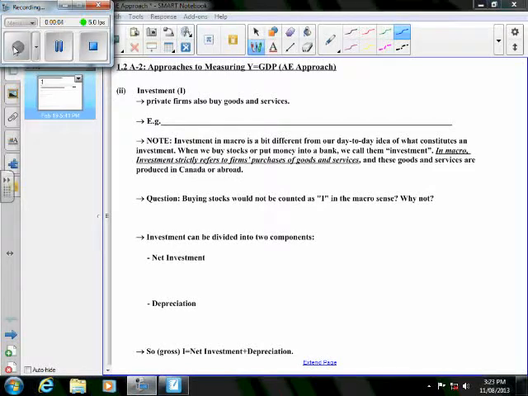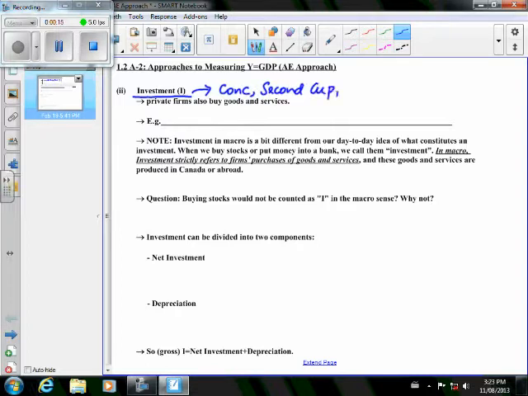The second group of buyers are the firms, or investment expenditure. What kind of firms? For example, we can think of Concordia, Second Cup, or any other Canadian firm you can think of. Private firms need to buy goods and services as inputs before they can produce their own goods and services. For example, Concordia would need to buy furniture.